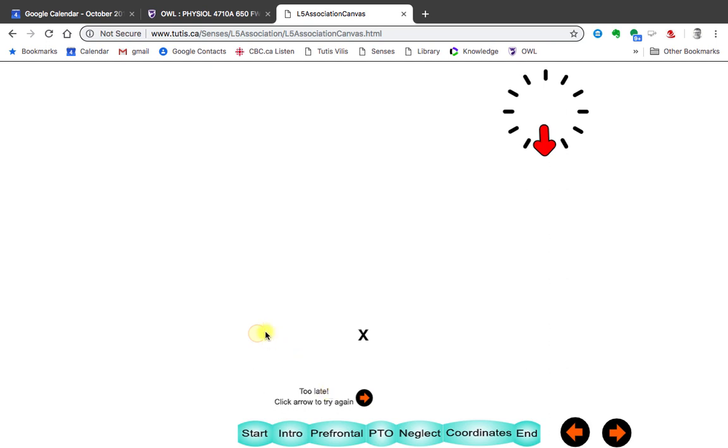Well, you might have noticed that a square appeared here just before the circle appeared. That's a cue for where to look for the circle. So it draws your attention. So if you could hit the table as hard as you can when you see the circle.